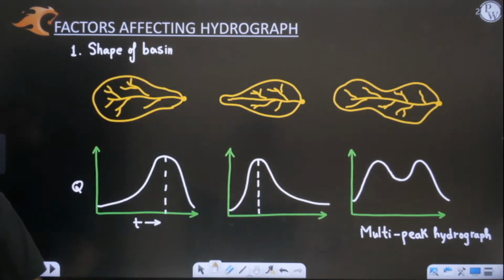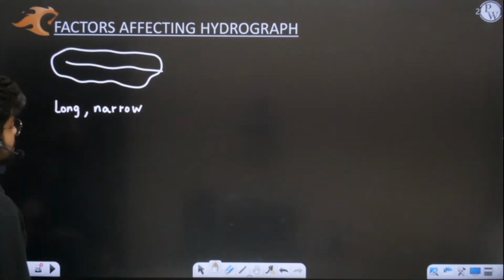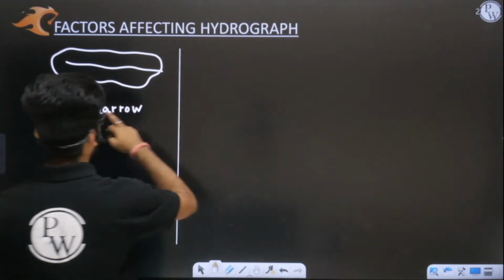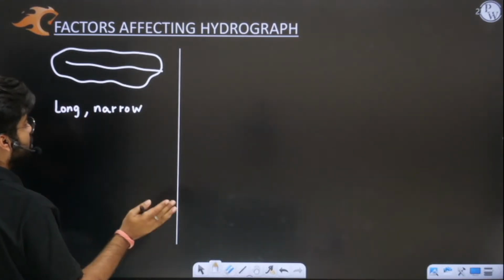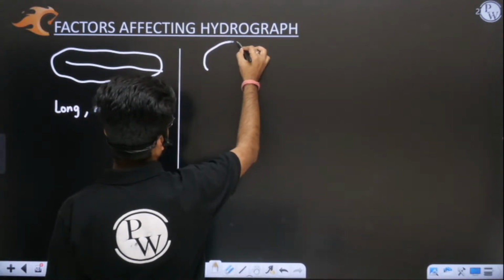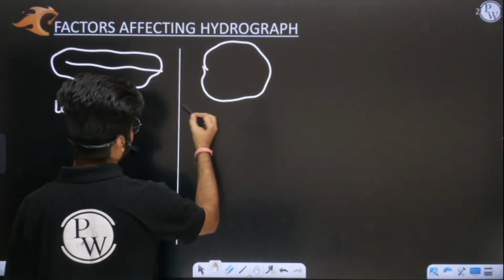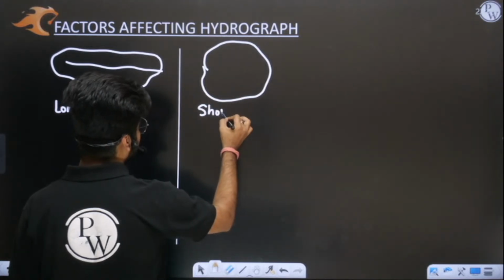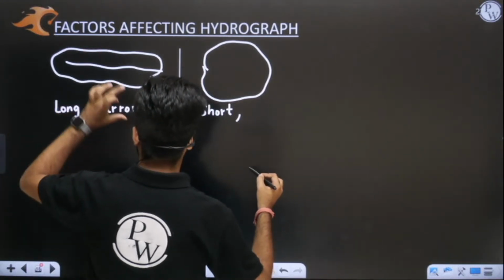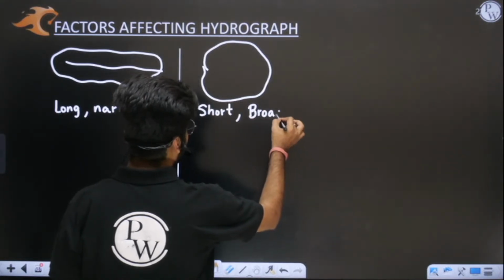So sometimes, sir, we can have long and narrow catchment areas, but sometimes we can have the opposite. The opposite of long is short, whose overall distance is less, and the opposite of narrow is broad. Narrow means less width, and here we have more width, so I will write broad. So sometimes we can have short and broad, or you can say more or less circular.